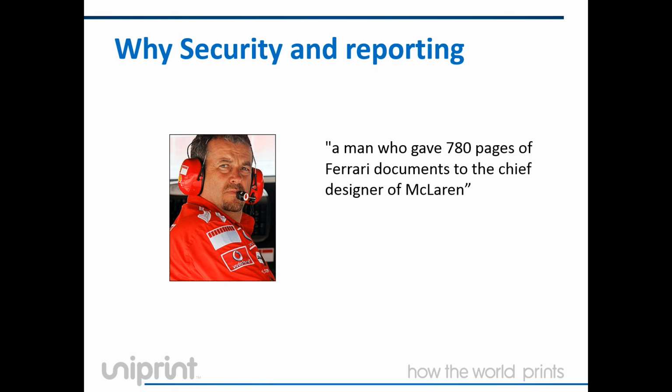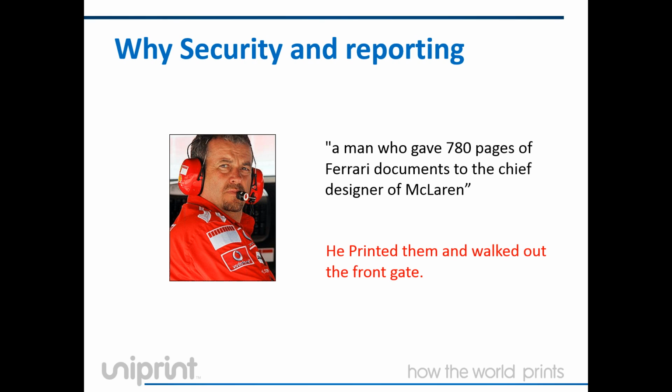noughties, and was dominant in the fact that he led the team that allowed Michael Schumacher to win 4 World Championships and Ferrari to win 6 Constructors' Championships. However, he became unhappy and wanted to move to McLaren. And he is famous because he was caught with a 780-page document that he'd given to the chief designer at McLaren. Now, this led to the 2008 McLaren that Lewis Hamilton won the World Championship with, taking it away from Ferrari.